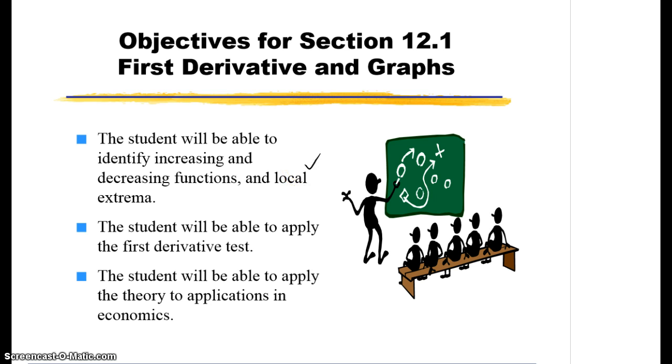That's one goal. We also want to be able to apply the first derivative test, which is a major topic in this course. And finally, we want to be able to apply the theory that we learn in this section to applications in economics. So those are our three goals.